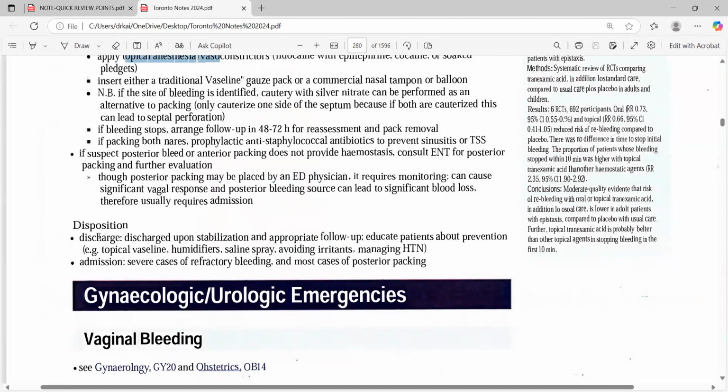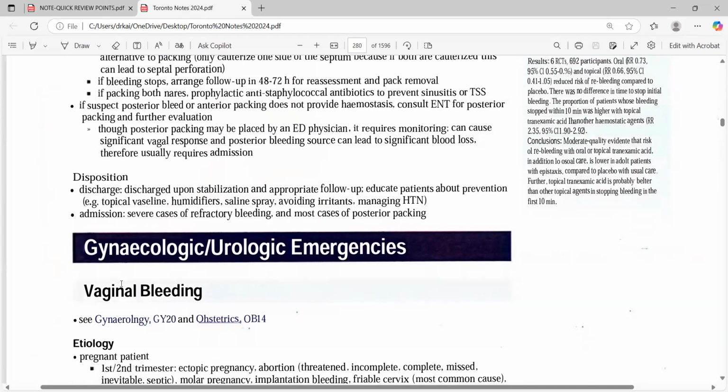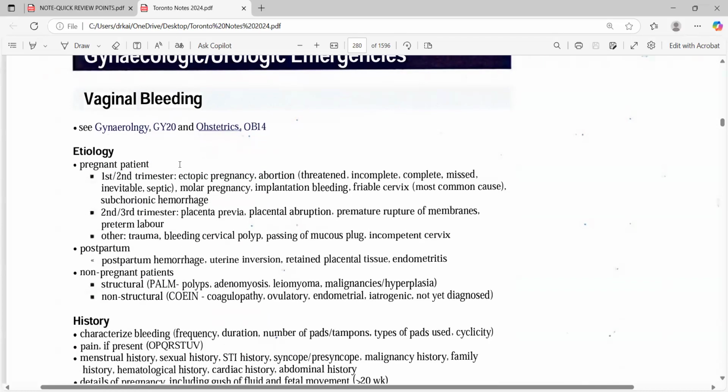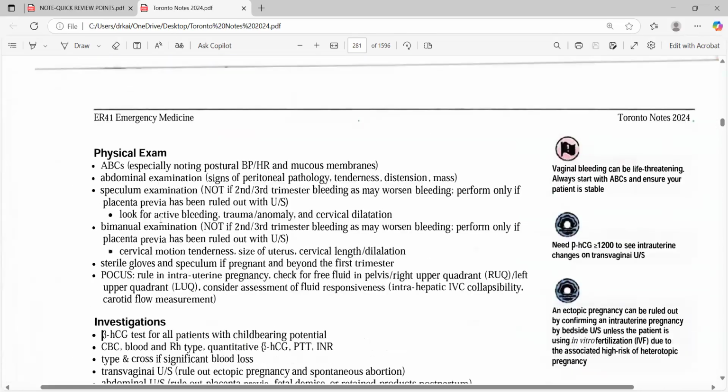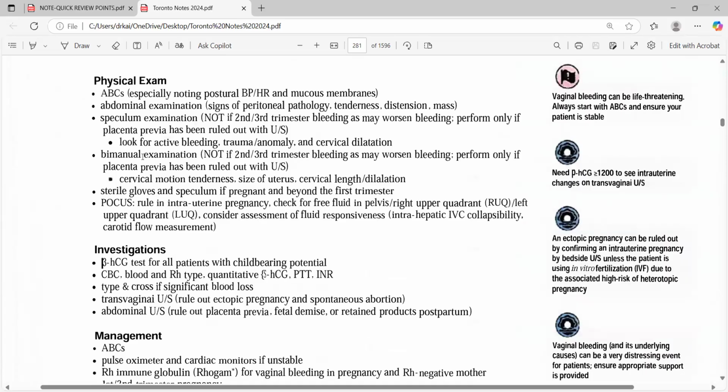The important thing is when you are going to discharge the patient and when you are going to admit the patient. Discharge upon stabilization, and admission is basically for refractory bleeding. When we do gynecology, we'll cover the bleeding from there. So the approach is the same. You can see ABC, then going for ultrasound, finding out beta HCG. So don't forget about beta HCG wherever you are doing it.